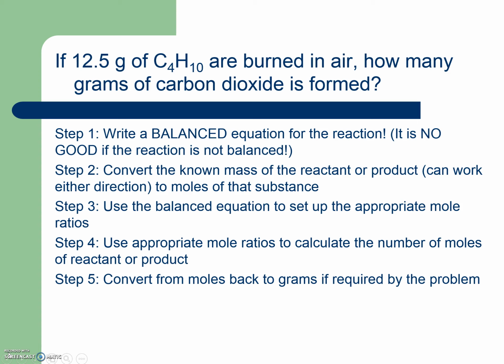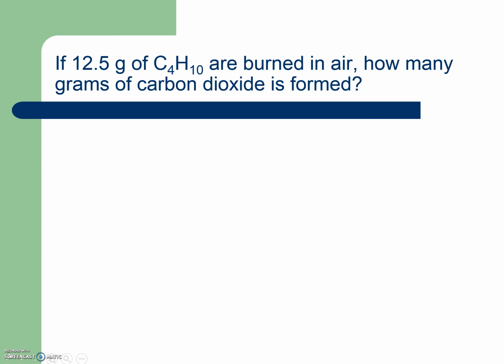Okay, so these are our 5 steps for any stoichiometry problem. They're going to become pretty inherent, so it's not that you're going to list and write down these steps, but some people really need to see it sort of spelled out so they know what to do, so I wanted to do that for you. So here's our problem again. It says if 12.5 grams of C4H10 are burned in air, how many grams of carbon dioxide are formed?